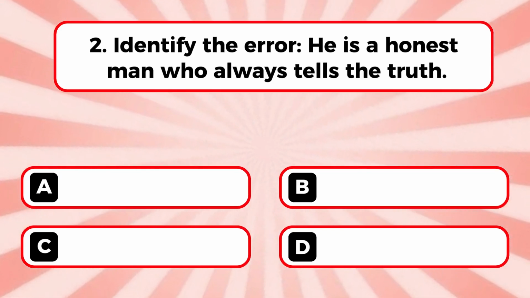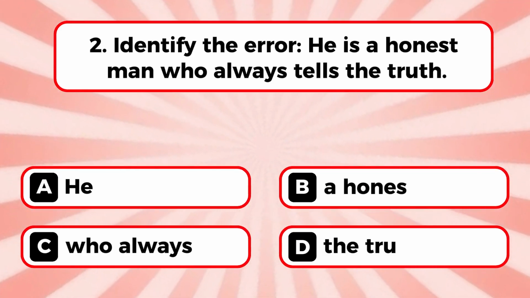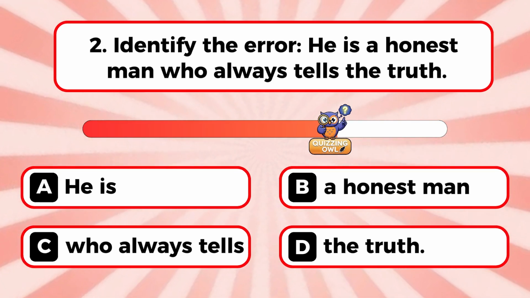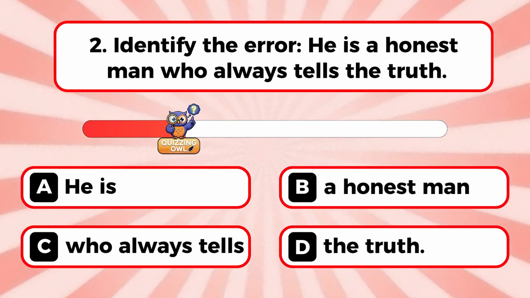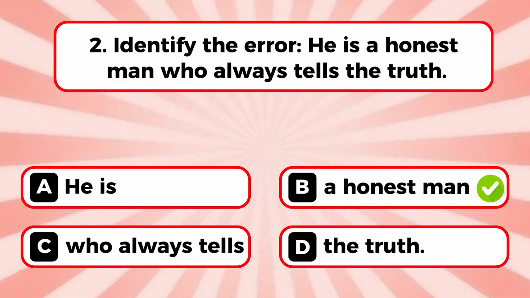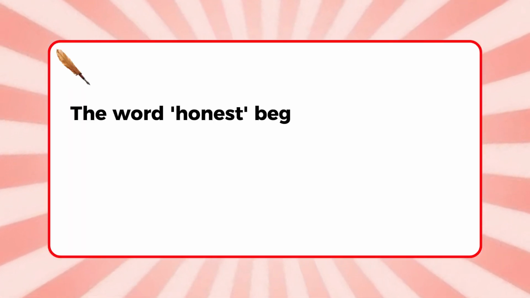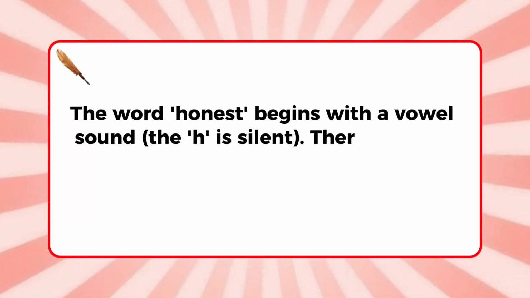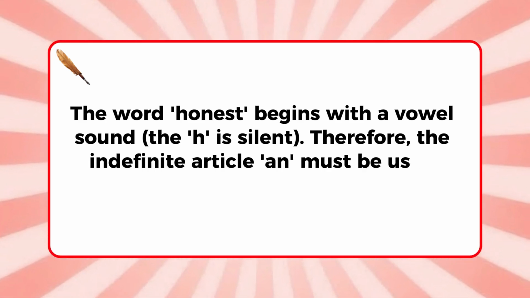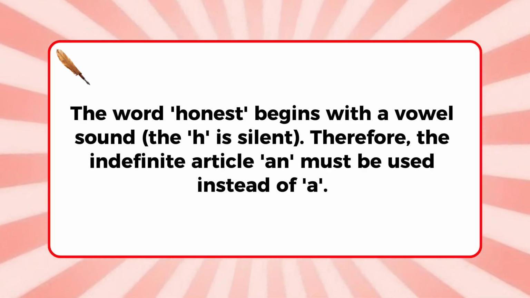2. Identify the error. He is an honest man who always tells the truth. The word honest begins with a vowel sound. The H is silent, therefore the indefinite article an must be used instead of a.